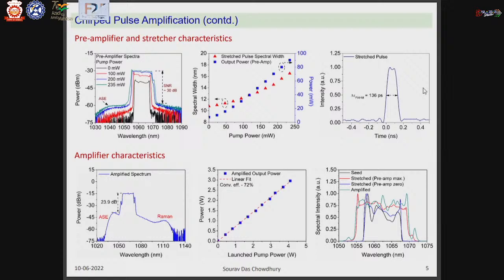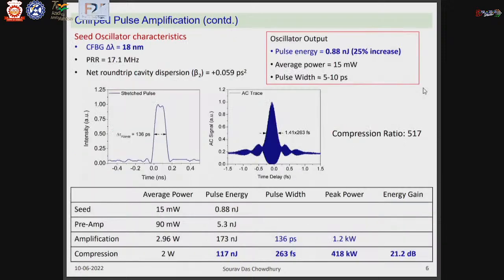Then this 140 picosecond pulse is amplified in the next booster amplifier. Here I achieve almost 3 watts of power, and this is the final spectrum. Now after compression, this 140 picosecond pulse comes down to a pulse width of only 263 femtoseconds. So the compression factor is almost 517 times. I am compressing it down 517 times.